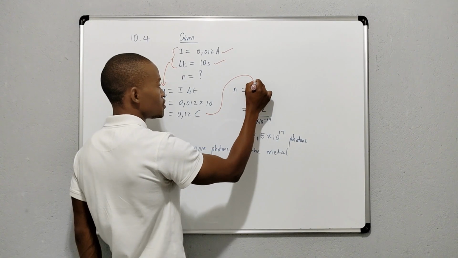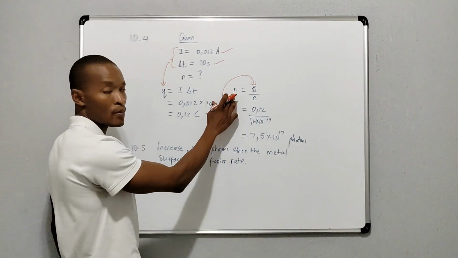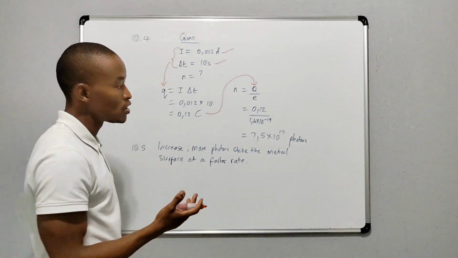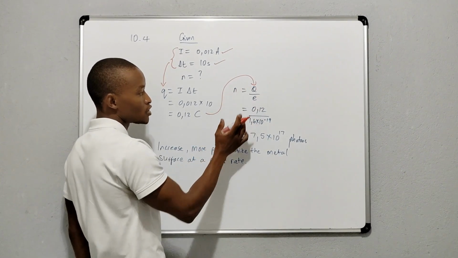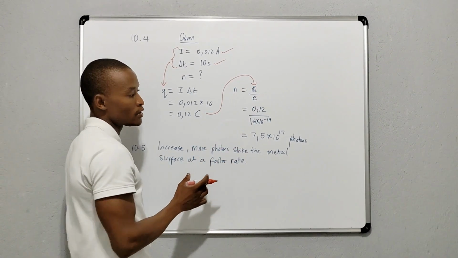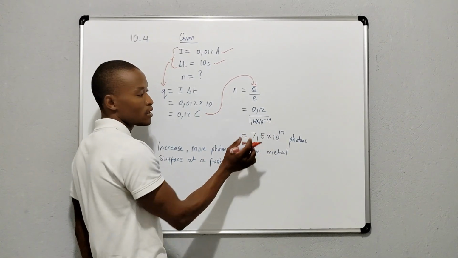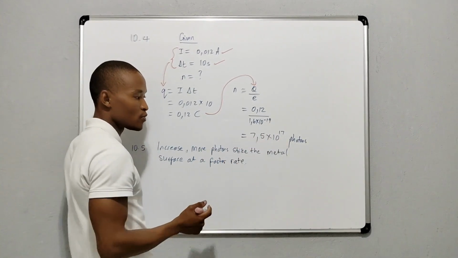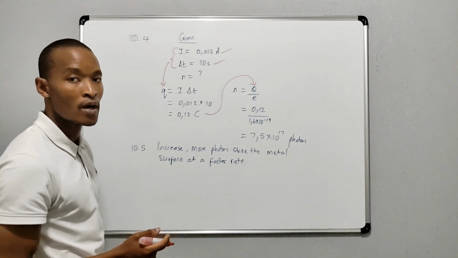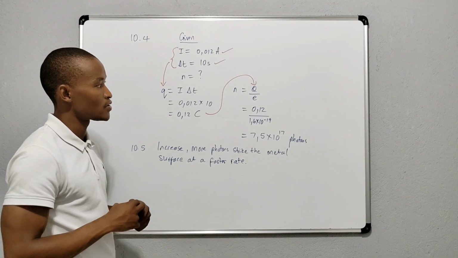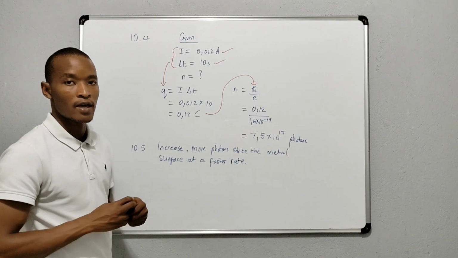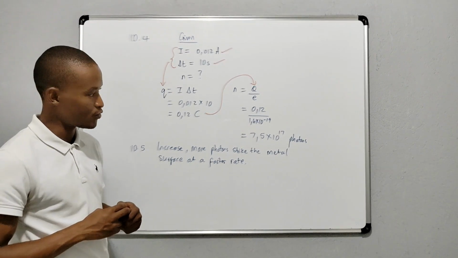We take it to this equation that helps us to talk about the quantization of charge, which is the number of photons, or electrons in this case, equal to the charge divided by the charge per electron, and we get 7.5 times 10 to the power 17 photons in this case. So yeah, this takes care of 10.4.